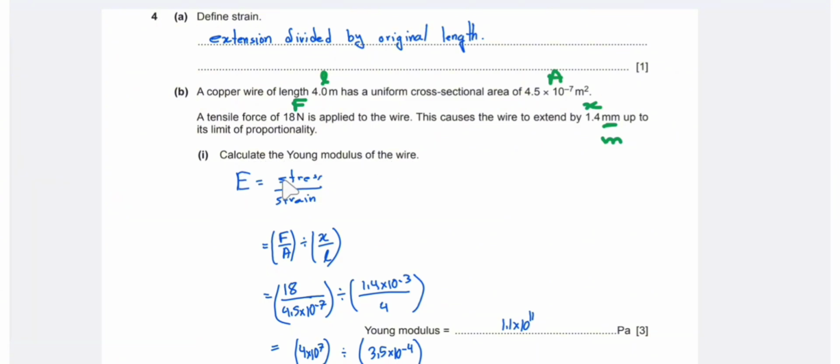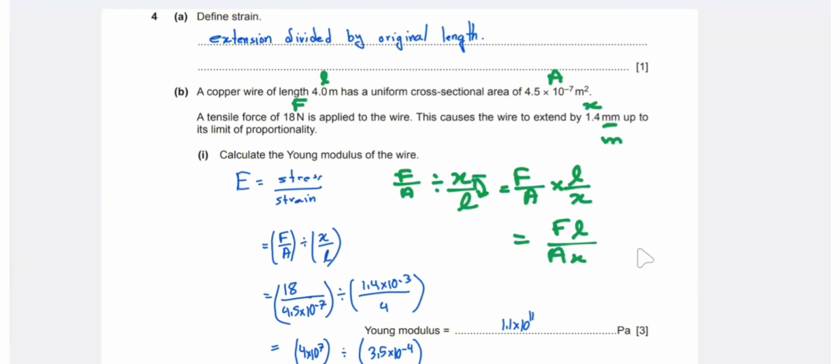So we know that Young modulus is equal to stress divided by strain, and we know that stress is equal to force per unit area. Strain is the extension divided by original length, so force per unit area, and since we convert divide into multiply, length and x would reverse. So length comes upward and x comes below. So force into length, divided by area into extension.